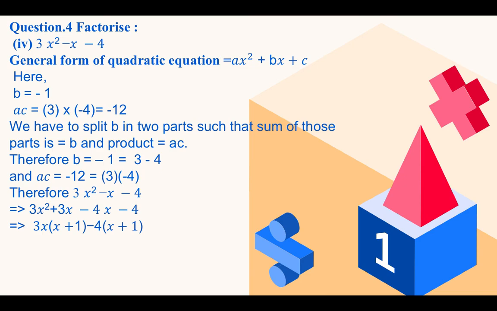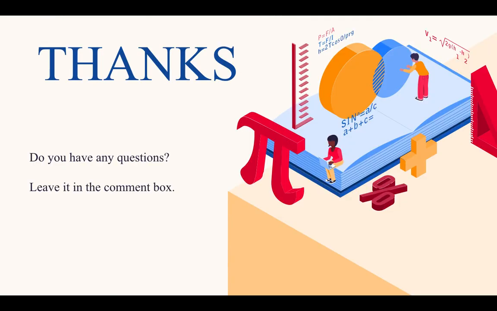Now x plus 1 is common. So I will take this term common and I am left with 3x minus 4. So 3x minus 4 and x plus 1, these are the two factors of the given quadratic polynomial. So with this we have completed this question.